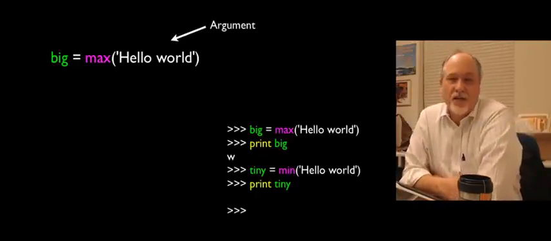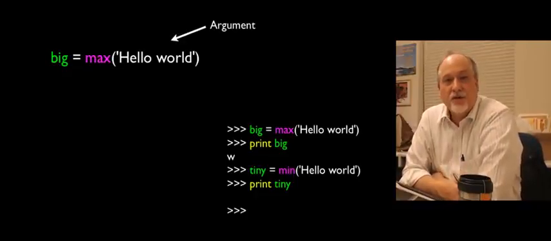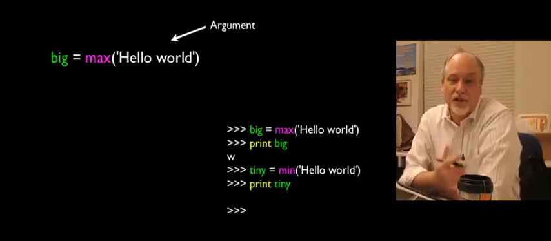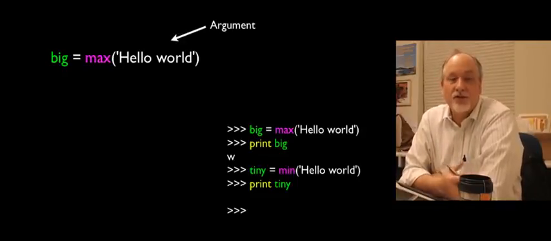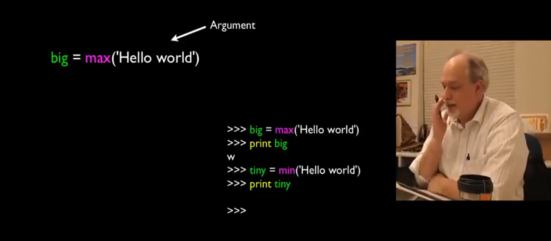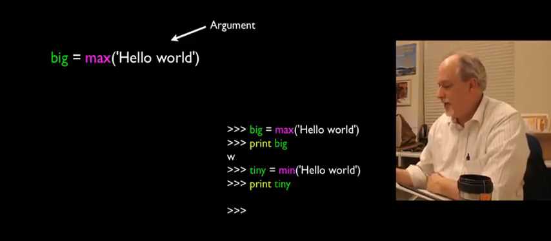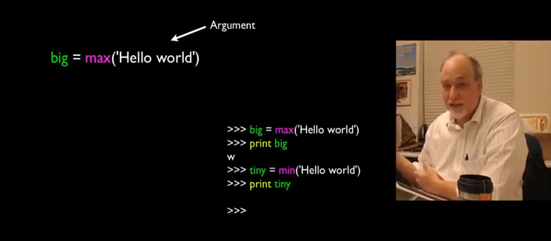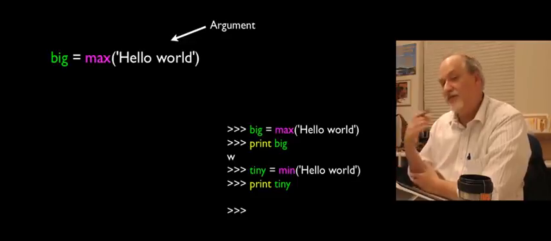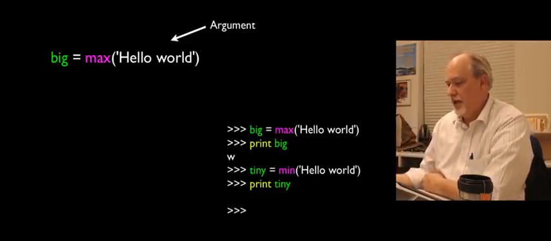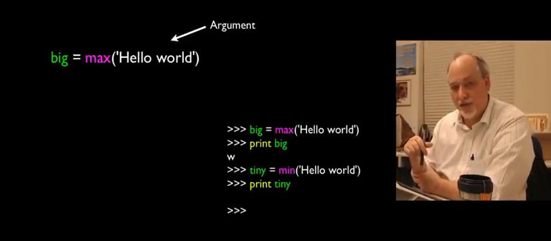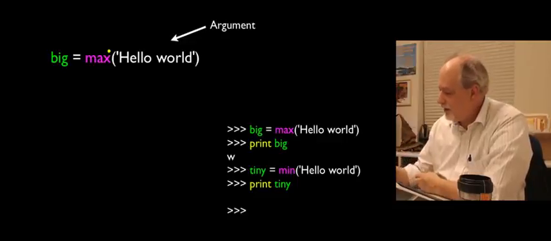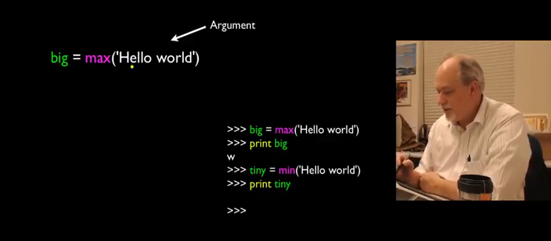So, for example, here is a built-in function called max that finds the largest character, the lexicographically largest character in a string. It's like, okay, tell me the maximum character. And so max is not some code that we've written, but we are invoking a function here. And we're passing in an argument to that. So the argument is this stuff in between the parentheses.